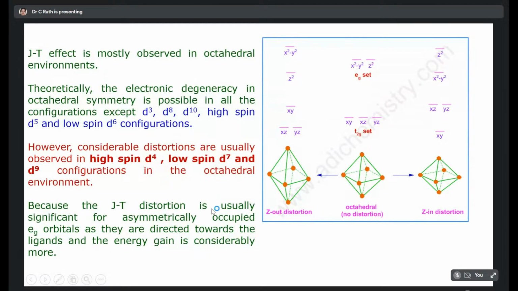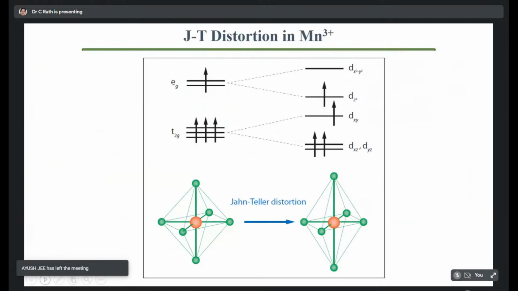Because this JT distortion is usually significant for asymmetrically occupied eg orbitals, they are directed towards the ligands and the energy gain is considerably more. So one can expect this distortion in the case of high spin d4 or low spin d7 or d9 configurations. This is just the pictorial representation, without any distortion, and when there is Jahn-Teller distortion, like you have d4, 4 electrons are there, one can see this electron can have the lower energy, and it shows a Jahn-Teller distortion, and the structural deformation occurs. So there will be a structural transformation.